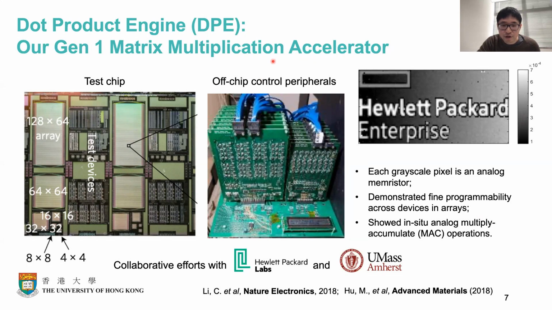to analog converter and analog to digital converter on a PCB board. But it has a drawback, which is that it's going to be pretty slow because of the long RC delays between the board and the chip. But still, we can demonstrate this device is good enough for many applications. Here is a pattern where we programmed a Hewlett Packard Enterprise logo in the array, with each gray pixel representing the conducting state of one memristor device.